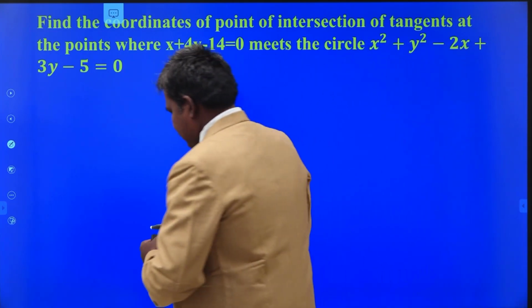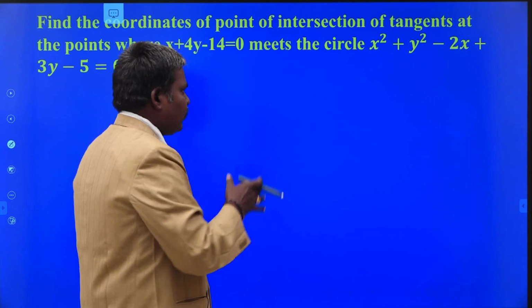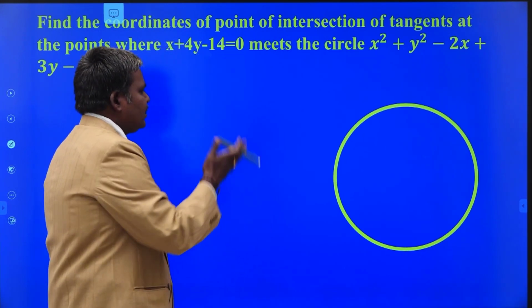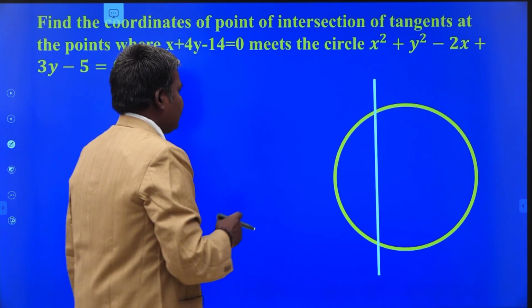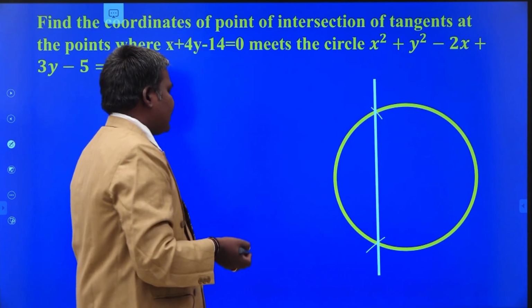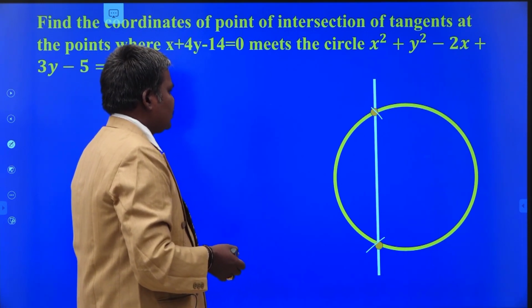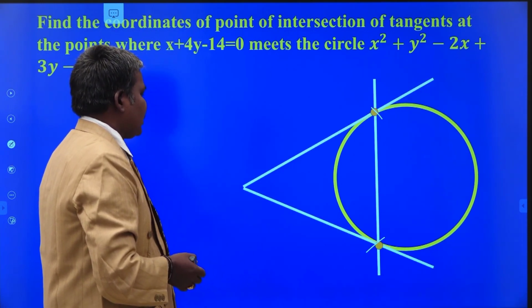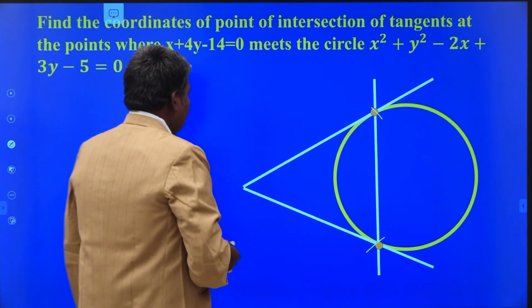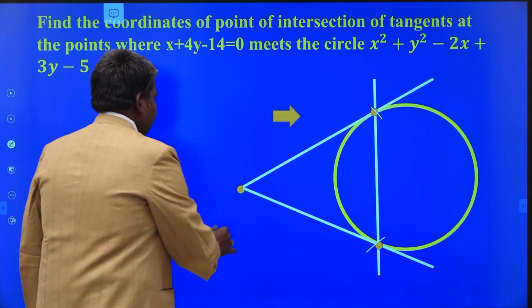We have to find out that point of intersection. Very simple question. Without knowing this concept, it is very difficult for you. But once you know this concept, it is very easy. See, this is the circle and this is my line. It intersects the circle at these 2 points. I am going to draw the tangents at the extremities. These are the tangents drawn at the extremities of the chord formed by the line and circle. This is the point of intersection. You are going to find out the coordinates of this point P.